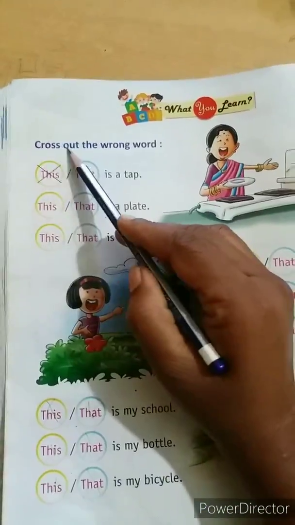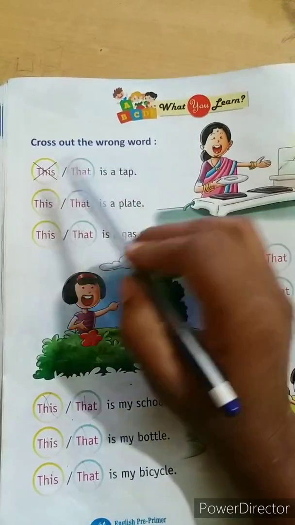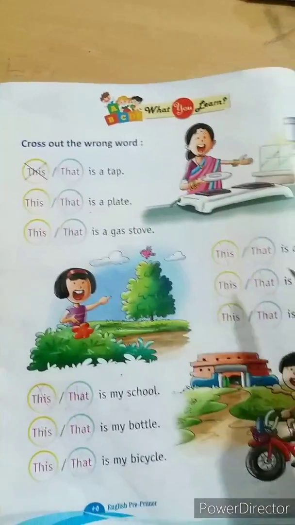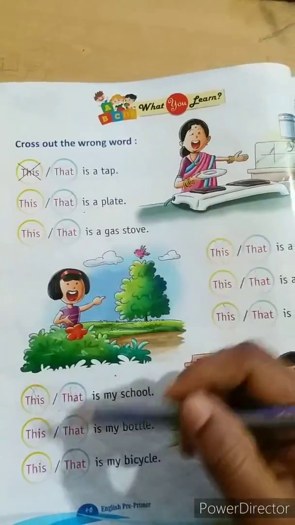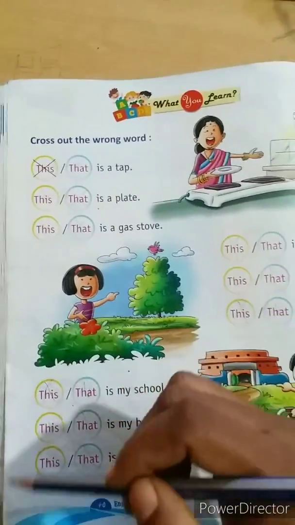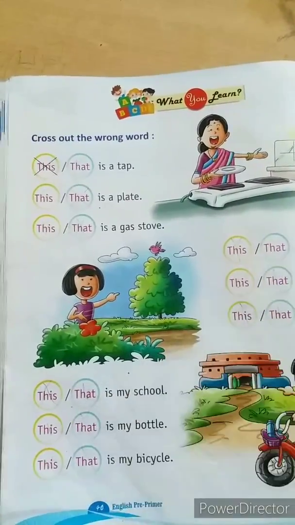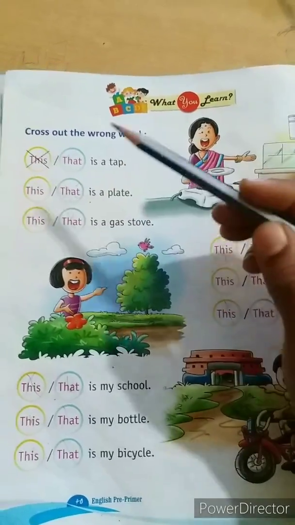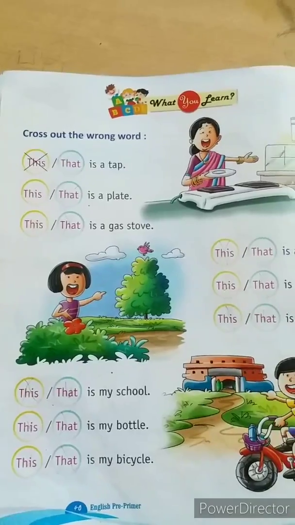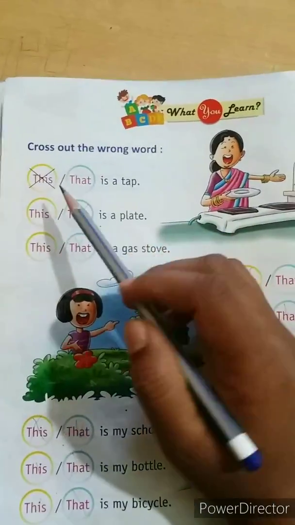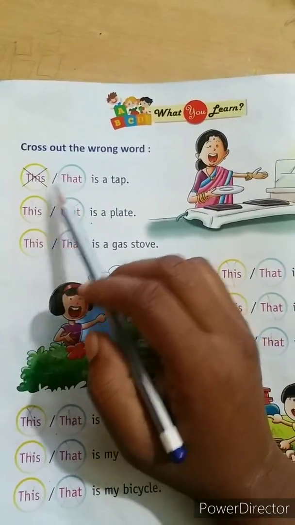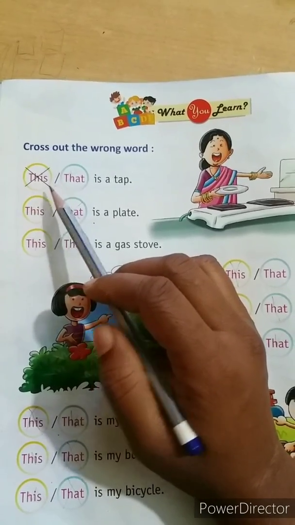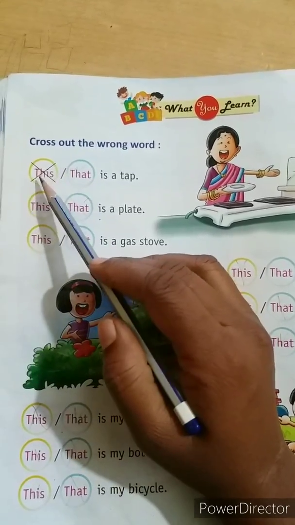See, cross out the wrong word. In this exercise, we have to cross out the wrong word. In that word we have to put a cross. So see, one is already done for you here.